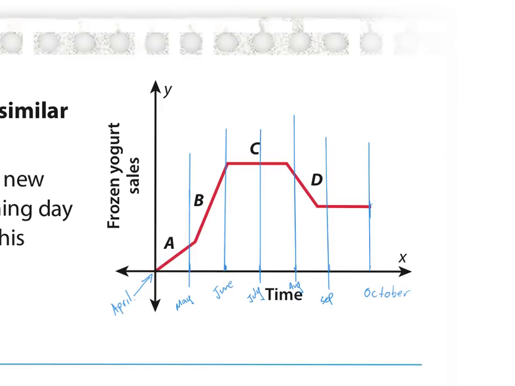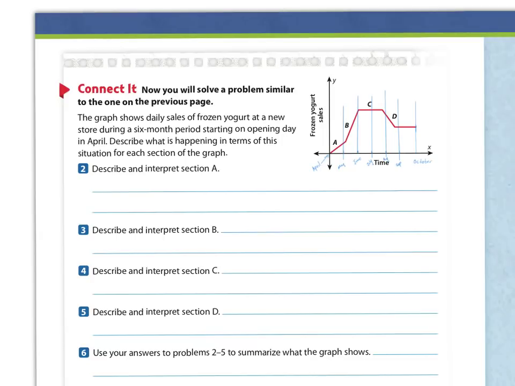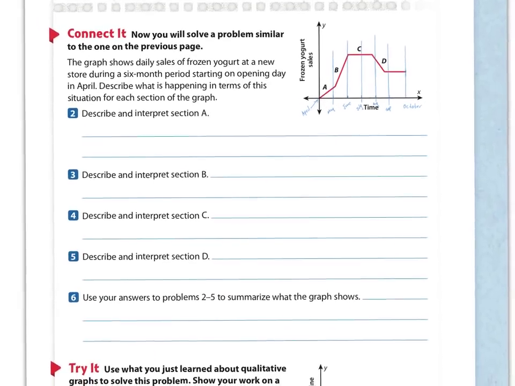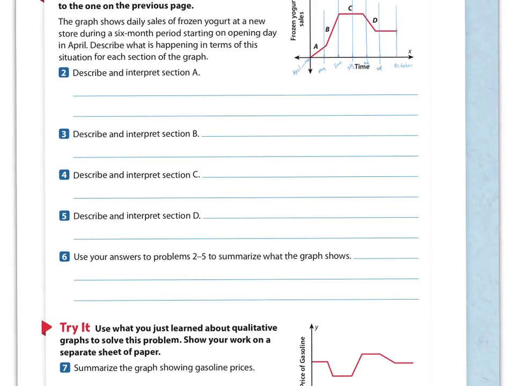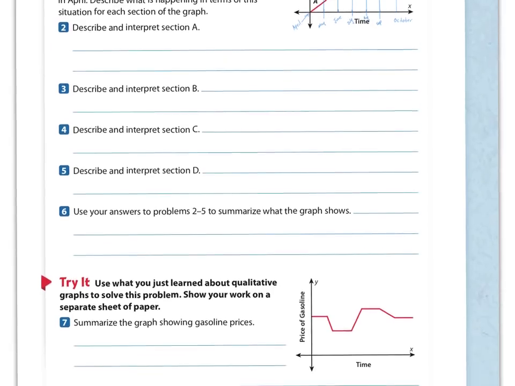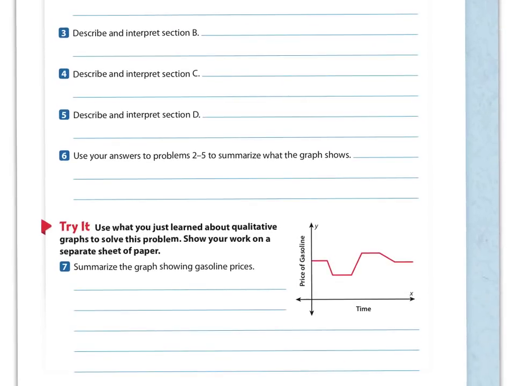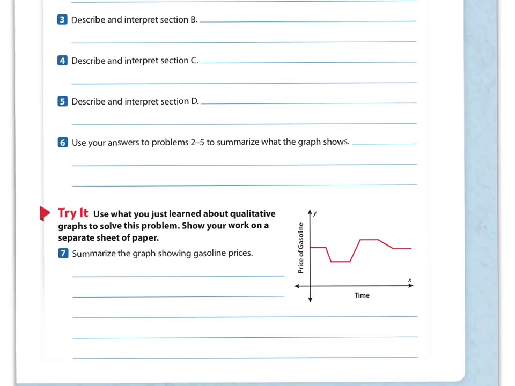That's how it is. Now, what I need you to do is answer questions 2, 3, 4, 5, and 6. And again, the only thing you're going to be doing is using the explanation and the information they already gave you to answer these questions. And I want you to try to answer question number 7.